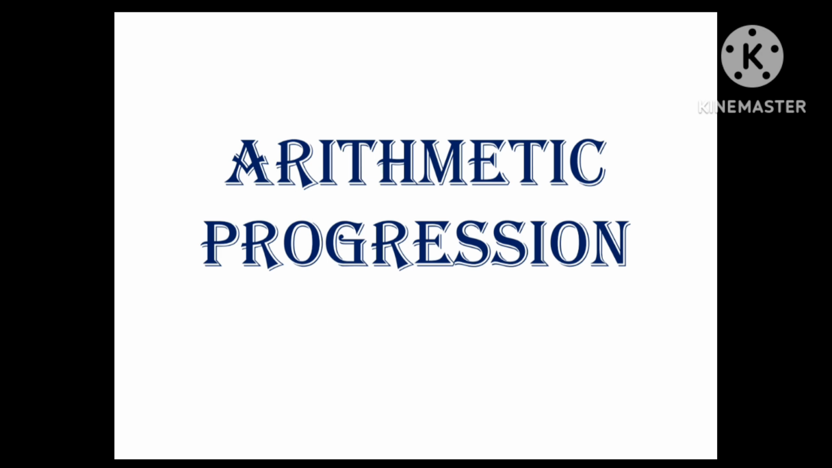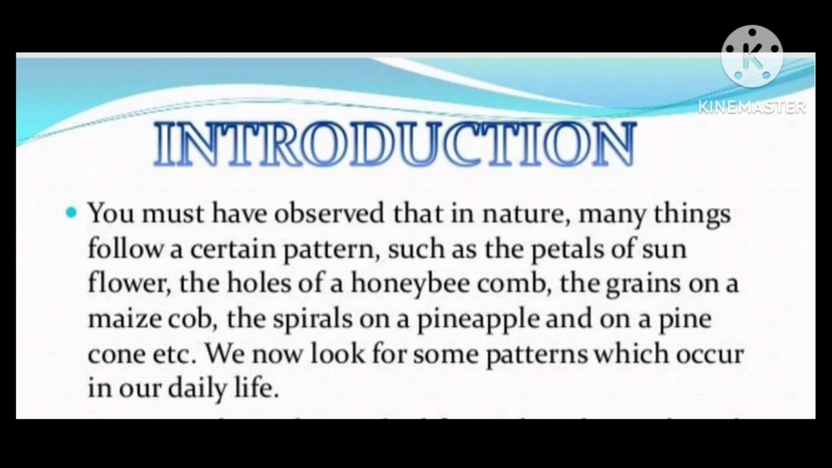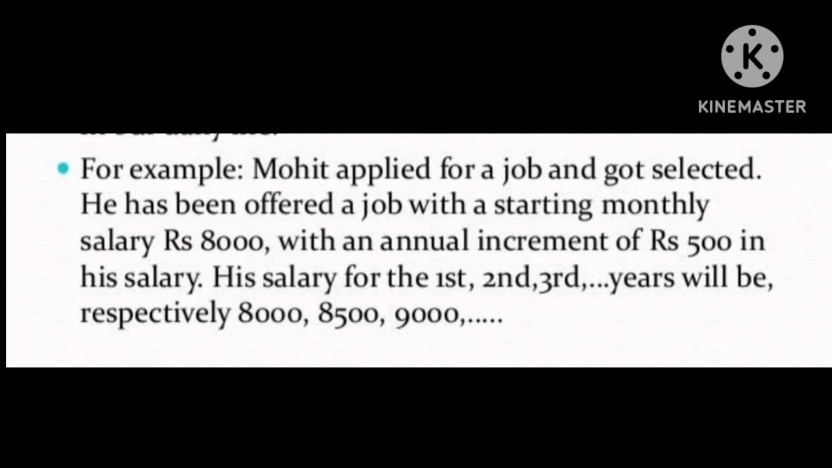Now, let's study an arithmetic progression in detail. What is an arithmetic progression? You must have observed that in nature, many things follow a certain pattern, such as the petals of a sunflower, the holes of a honeybee comb, the grains on a maize cob, the spirals on a pineapple and on a pine cone, etc. We now look for some patterns which occur in our daily life. Consider an example from our daily life.